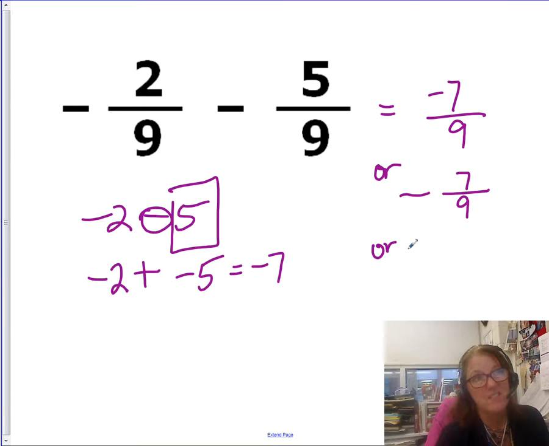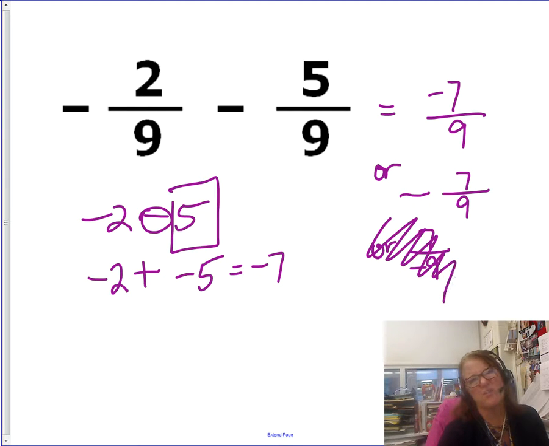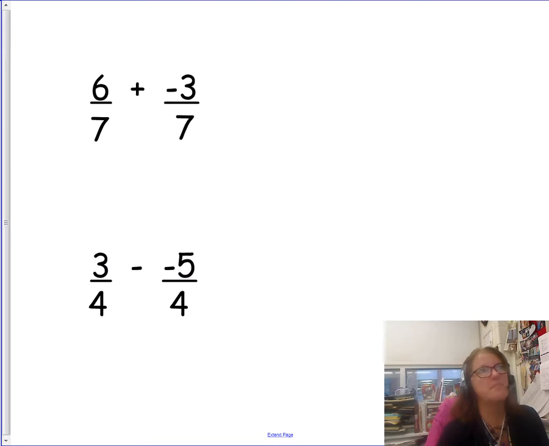Frankly, it's even okay or equivalent to put the negative sign in the denominator, although we usually don't do that. Usually you'll see it out front like this one. All righty. Okay, a couple more. 6/7 plus -3/7. And I think I probably even put that in parentheses.